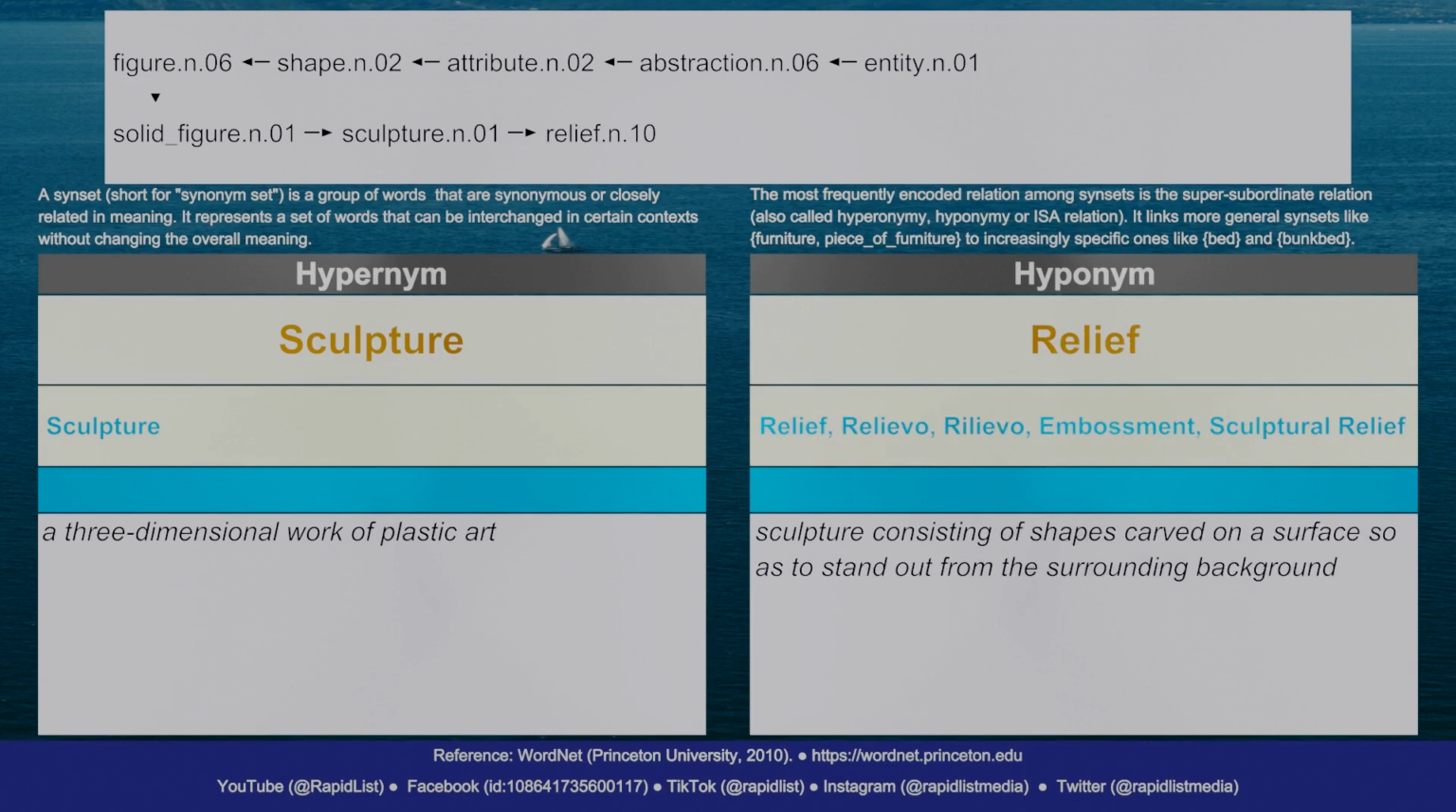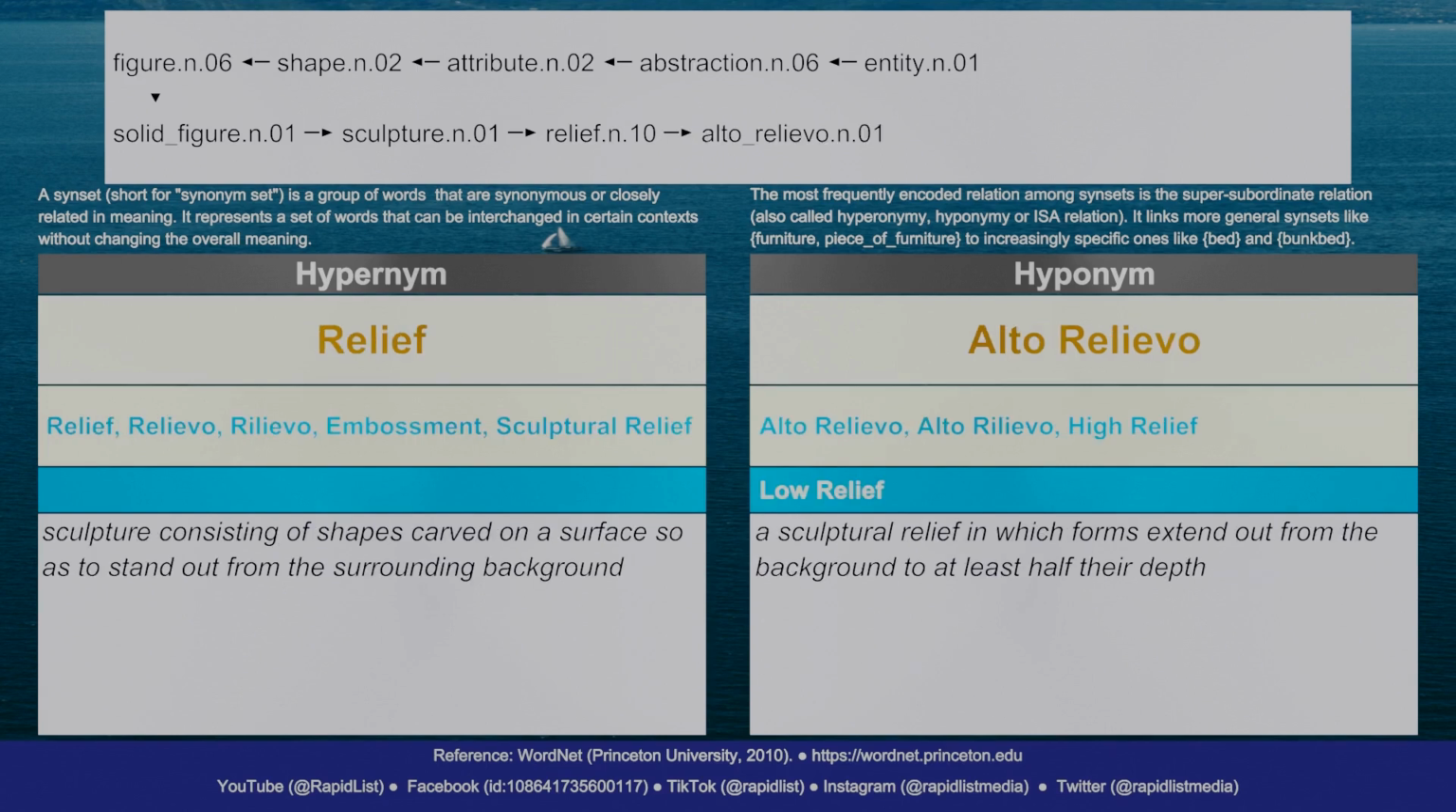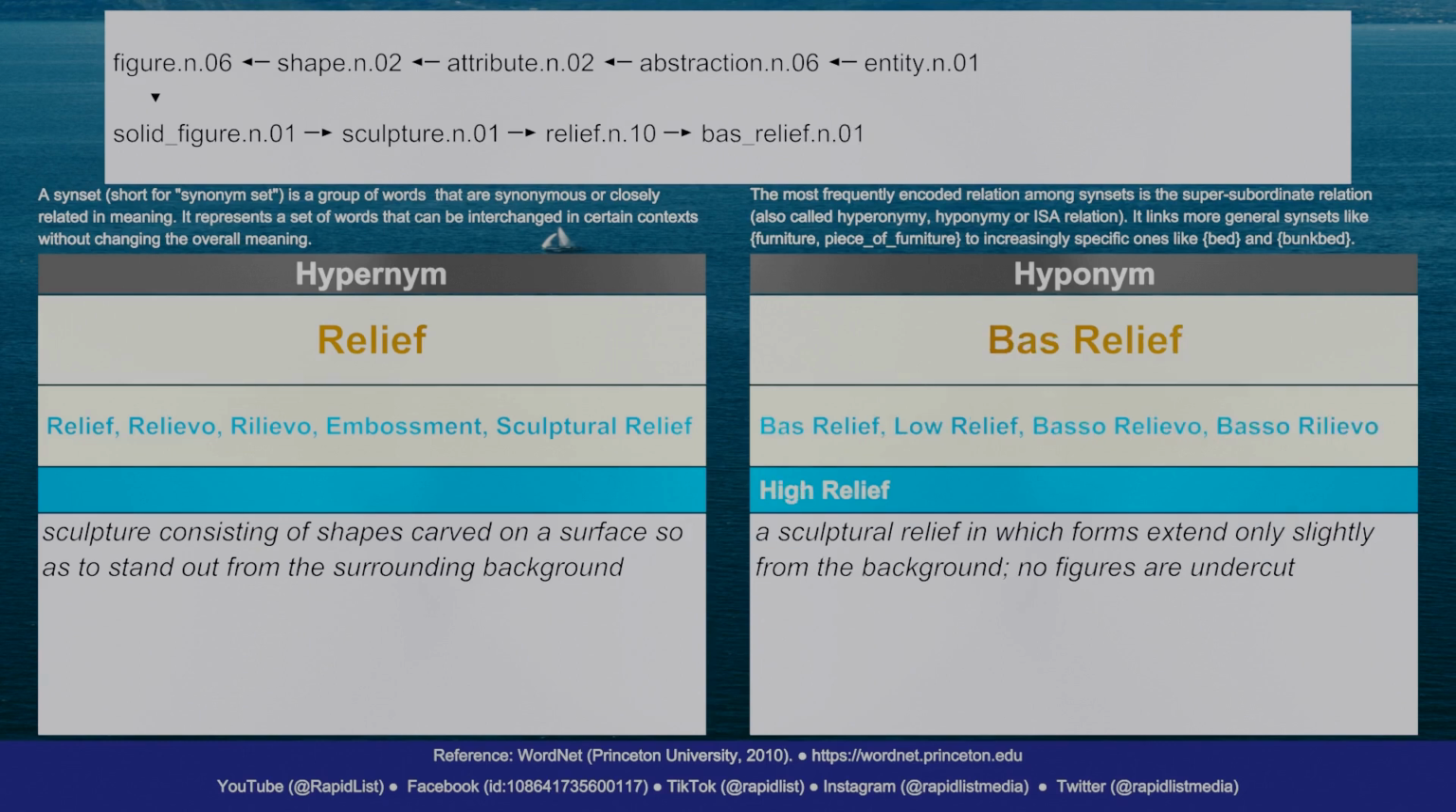Relief. Sculpture consisting of shapes carved on a surface so as to stand out from the surrounding background. Alto relievo. A sculptural relief in which forms extend out from the background to at least half their depth. Bas relief. A sculptural relief in which forms extend only slightly from the background, no figures are undercut.